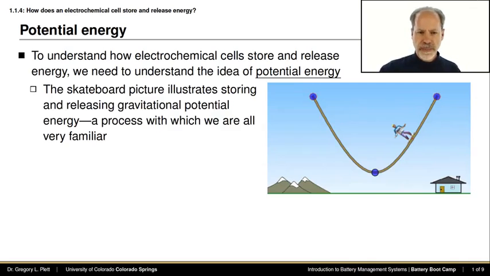To understand how electrochemical cells store and release energy, we need to discuss the idea of potential energy. The picture of a skateboarder on this slide illustrates this idea of potential energy using a concept that we are all much more familiar with. We're all more familiar with gravitational potential energy and maybe not so familiar with electrochemical potential energy, but it really turns out that they're the same idea but just from different branches of physics.